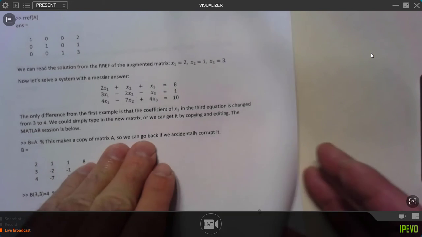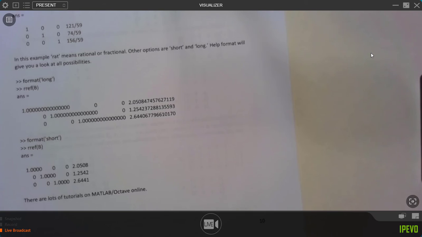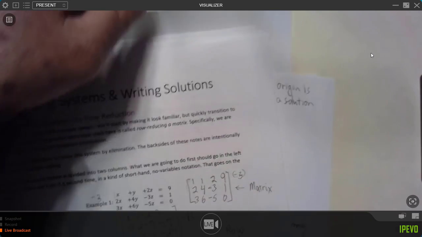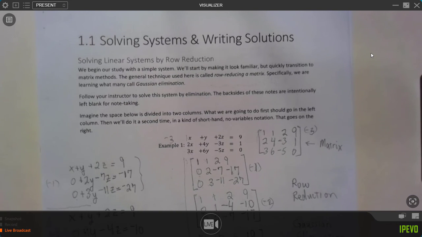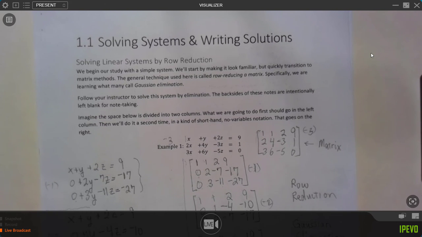Well, that is it. The MATLAB Octave session is here. I've told you where you can grab that. Exercises are here. There is a hand-in homework that is to be submitted by next Tuesday at class time. And if you look in the week 1 folder of our Blackboard class, you'll find that listed there.